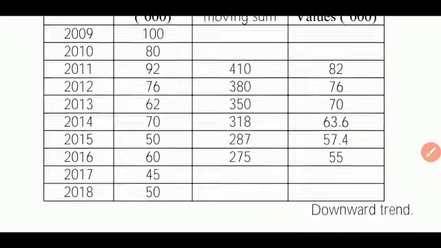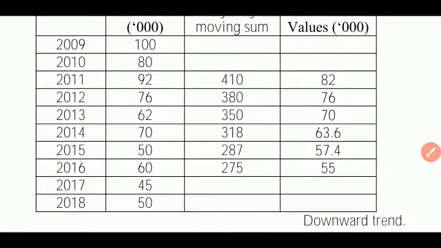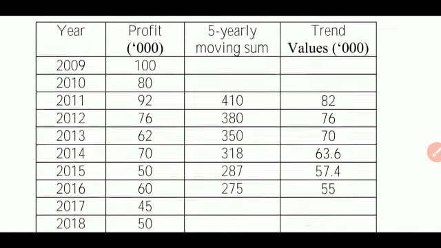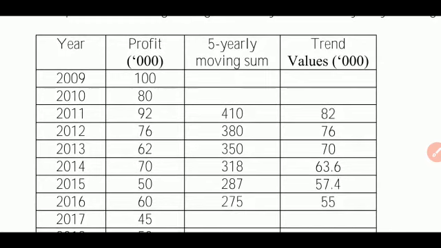So this is how you do the 5 yearly moving averages. Everything is the same as the 3 yearly, and the only digit that is going to change is, instead of 3, you will be writing 5 here, and the concept remains the same.